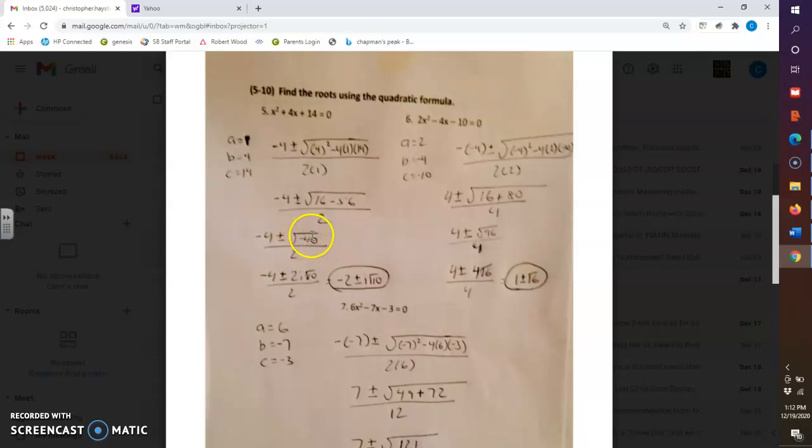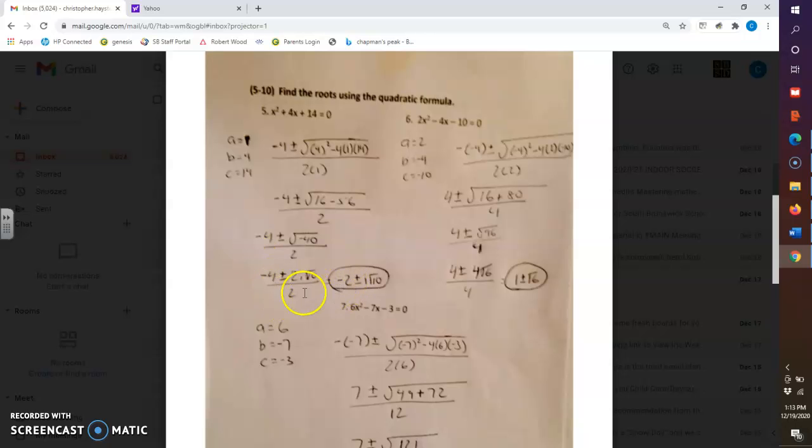We do need to simplify radicals. That root negative 40 simplifies to 2i root 10, which is what we get right here. So you do need to simplify the radical as we did in class. And then this 2 goes under both terms.